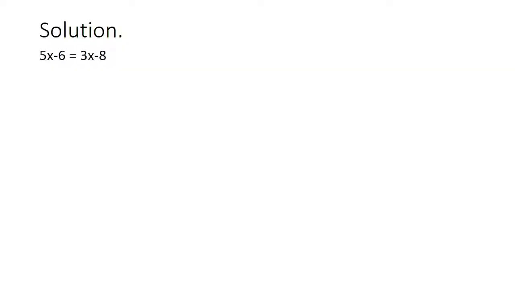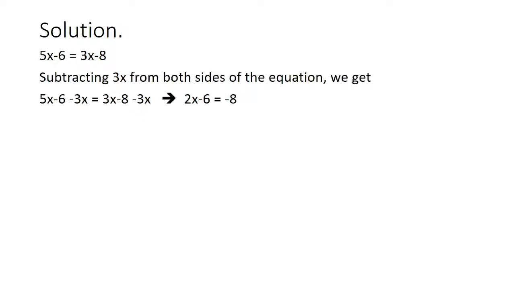Now, moving 3x from the right hand side to the left hand side, since 3x carries a positive sign in front, we need to subtract 3x from both sides. Remember, when you are dealing with an equation, whatever you do on the left hand side, you must do on the right hand side as well. So we subtract 3x on both sides, and what we get is that. Okay, so we have 5x minus 6 minus 3x on the left hand side, and we have 3x minus 8 minus 3x on the right hand side.